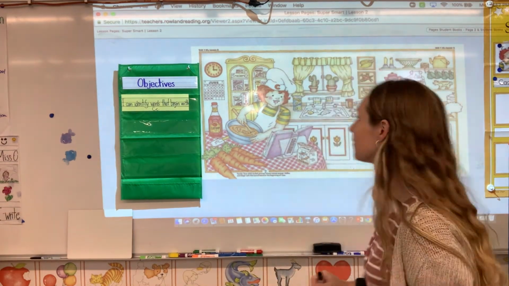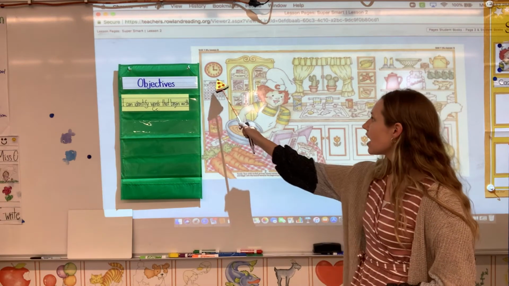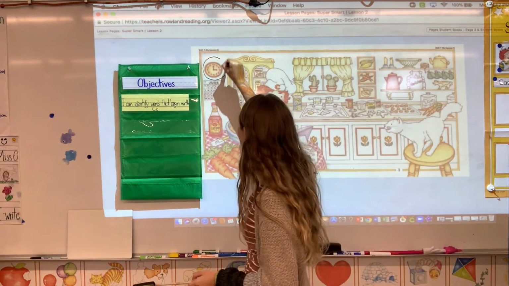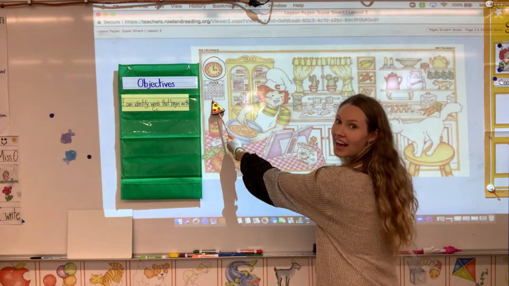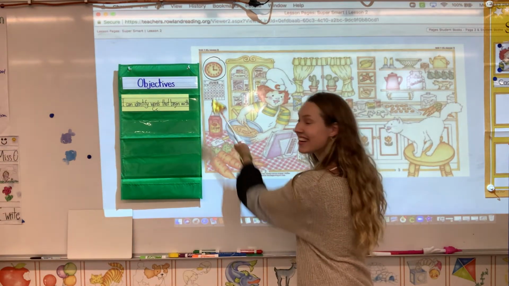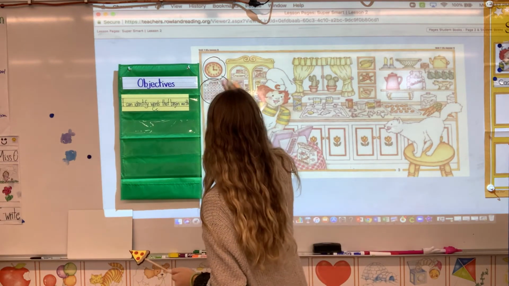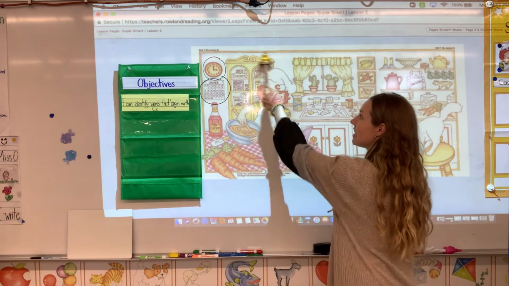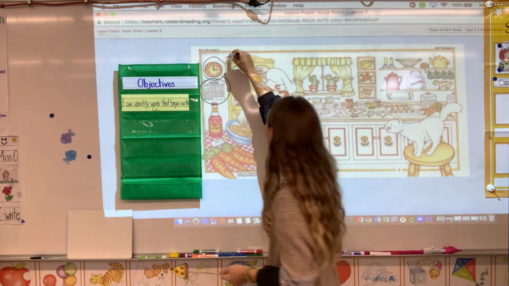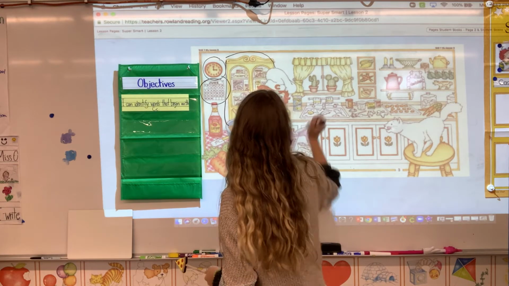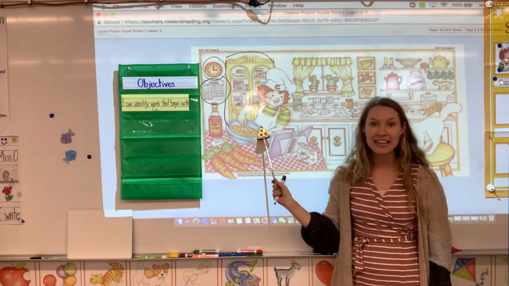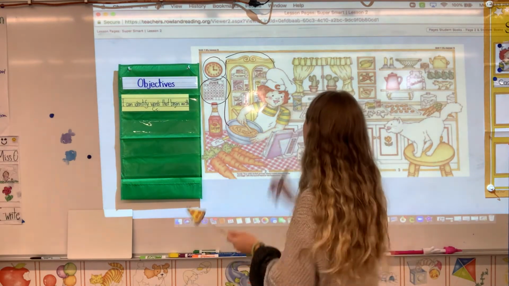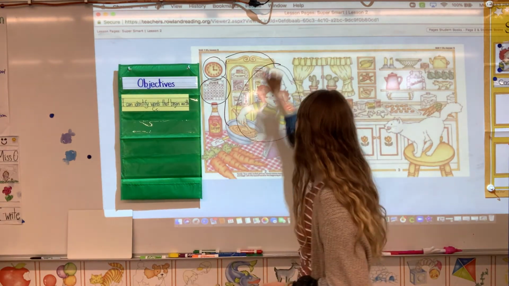I see lots of different things. I see a clock. That's a C sound. Oh, what's this? A calendar. That's a C sound. I see a big cabinet. That's a C sound. And we have our friend, Miss Cass. Cass is a C word, so we're going to circle Cass.